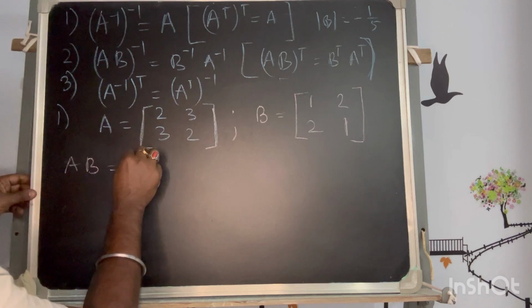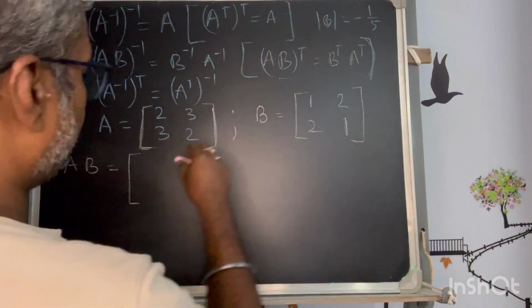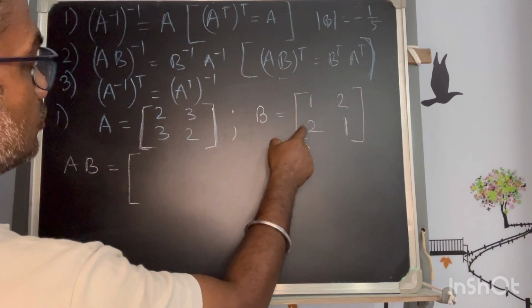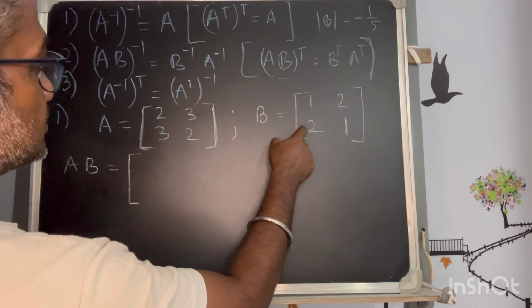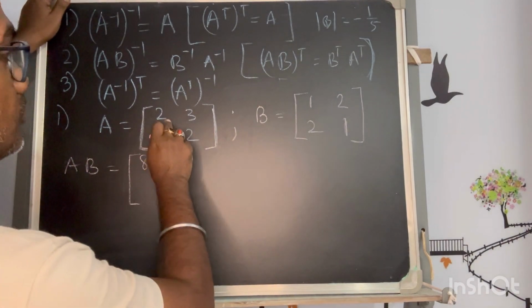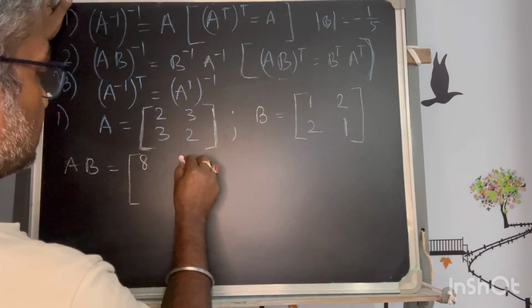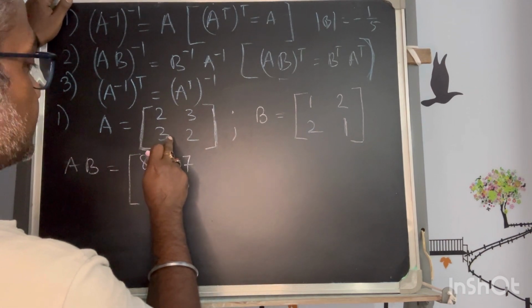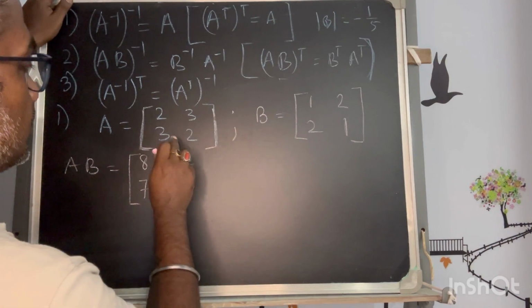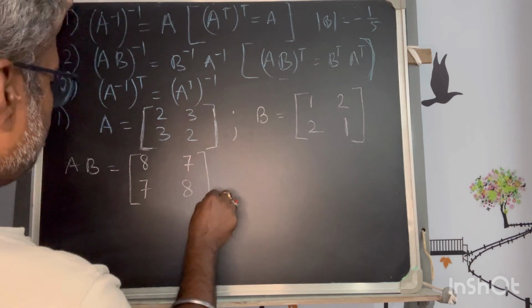So to get A into B, what is the rule? You know, row into column, row into column. For the first element, 2 into 1 is 2, 3 into 2 is 6, 2 plus 6, so that will be 8 here. Now 2 into 2 is 4, 3 into 1 is 3, that means 7. Next, 3 into 1 is 3, 2 into 2, that will be 7 here, 3 into 2 is 6, 2 into 1, that will be 8 here. So this is my AB.